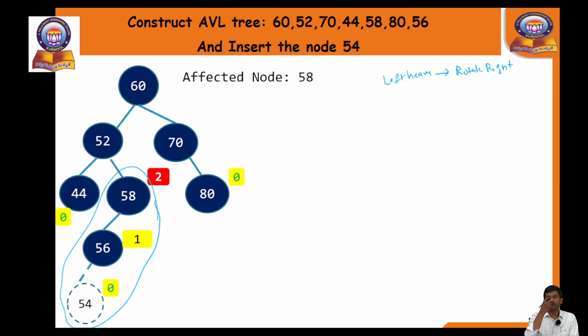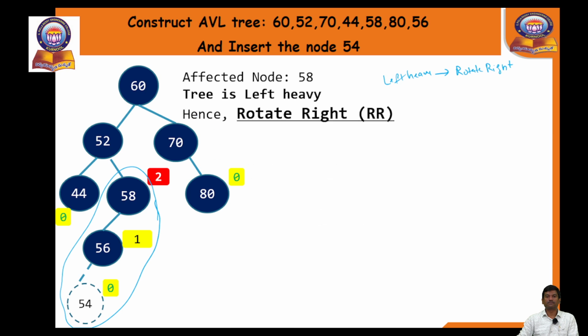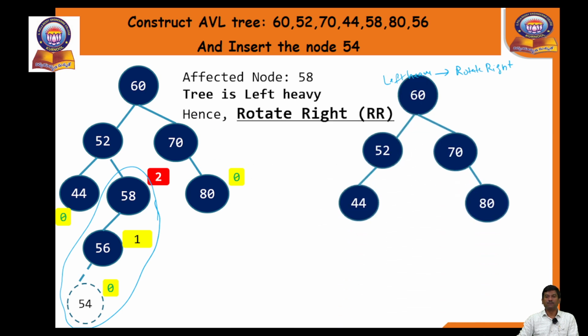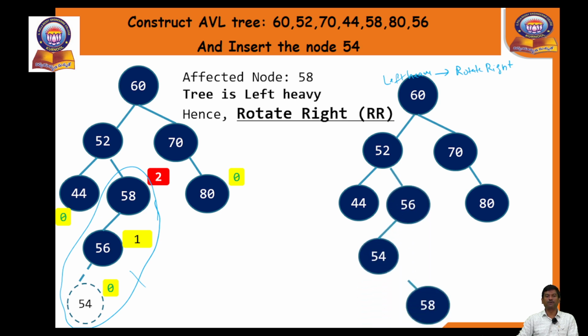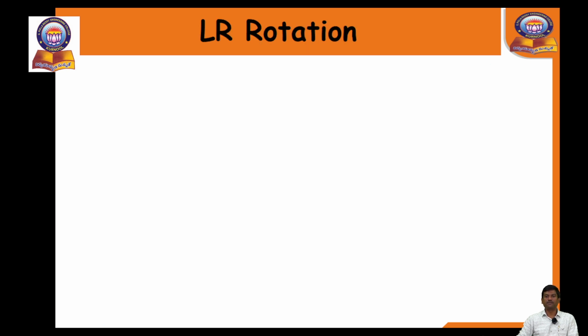Rotate right. When you are rotating right, the root becomes 56, the left child becomes 54, and the right child will be 58. When you are rotating right, the remaining nodes are unaffected, that is 60, 52, 44 are placed as they are. 78 is also placed as it is. For the subtree which is affected, certain rotations are to be performed. That is rotate right, because left is heavy. When you rotate right, 56 becomes the root, the left child will be 54 and the right child will be 58. And compute the balance factor of every node.